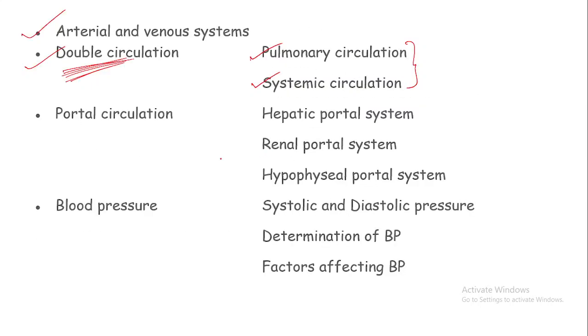Next is the portal circulation. Now this is something very important that we need to know. What is this portal circulation? Hepatic portal system, renal portal system, and hypophyseal portal system. We can say that these portal systems are localized circulations. The contents do not have to travel the entire body.